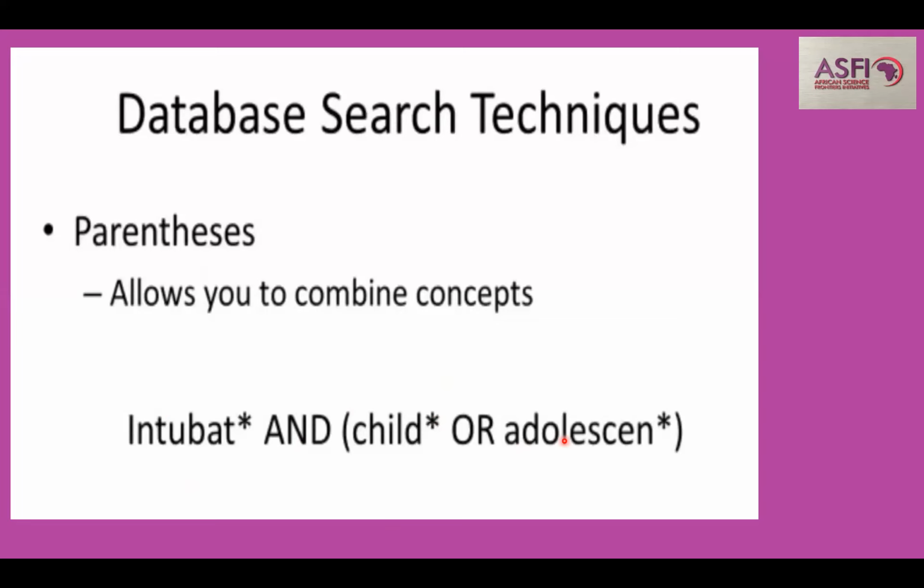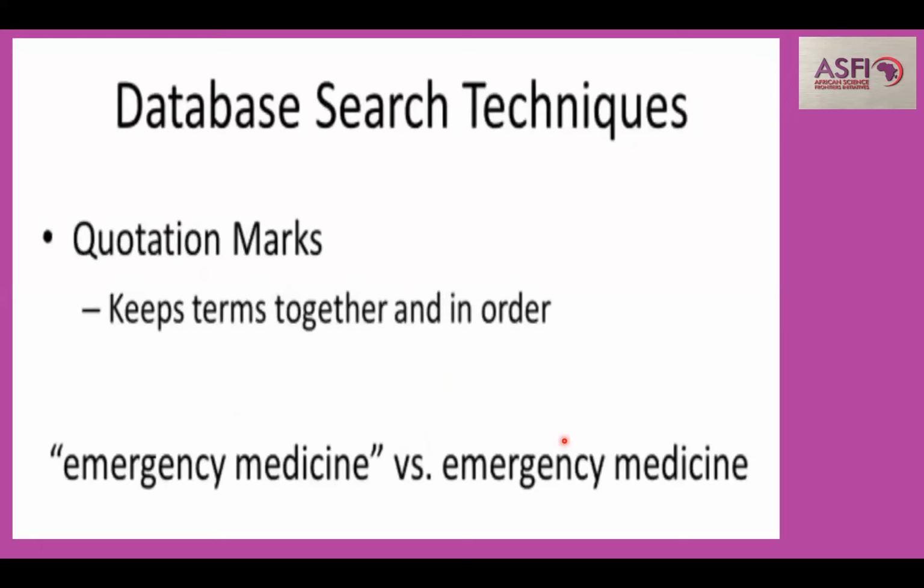All right. The next one is quotation marks. If you search this now, you see that here we have put quotation marks. If you search this without them, it will search using or between these two terms. So it will give you studies that have emergency only, or studies that have medicine only, and studies that have both together. But if you have it in this way, with the quotation marks, you're telling the search engine, give me studies that have emergency and medicine combined. And that is actually what you're looking for when you say emergency medicine.